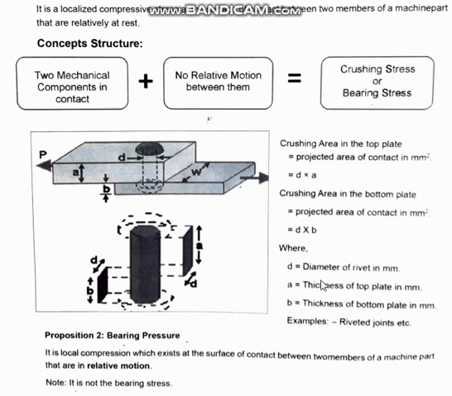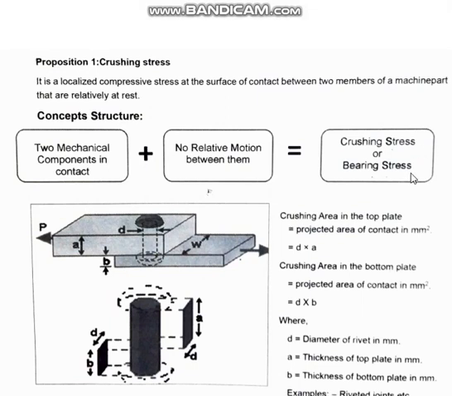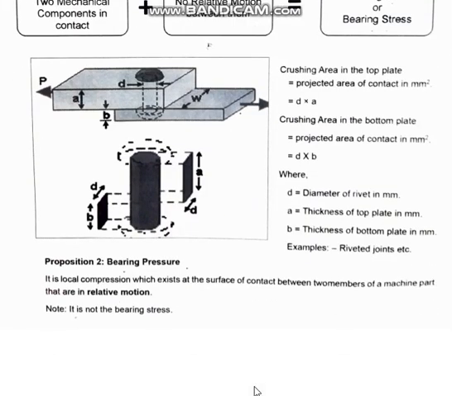An example of crushing stress is riveted joints. Now the bearing pressure, what we studied earlier, what should be there? This is also a localized compressive stress. It exists at the contact between two members, two parts. One part should be in relative motion. Relative motion exists. And here also they are mentioning bearing stress, but by mistake they have written bearing pressure as bearing stress. Actually, crushing stress and bearing stress are the same, and bearing pressure is something different.